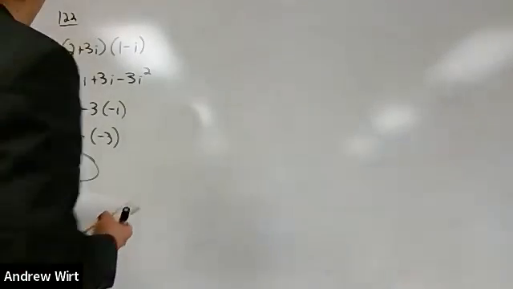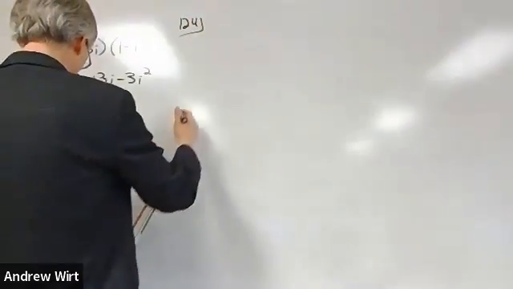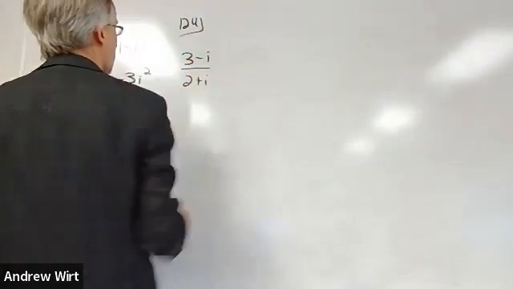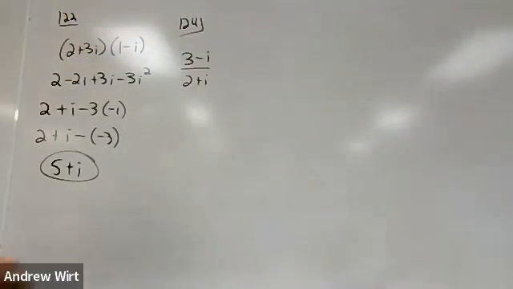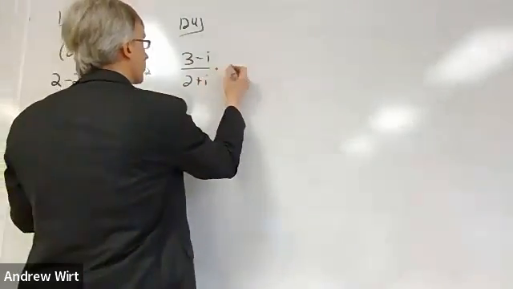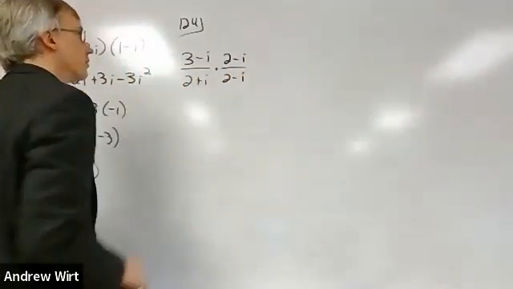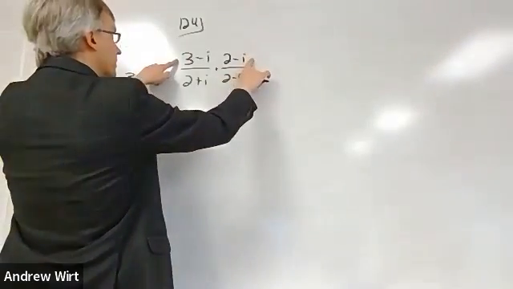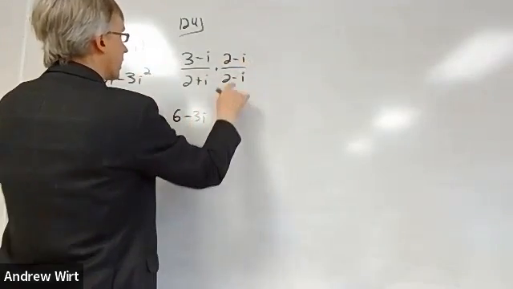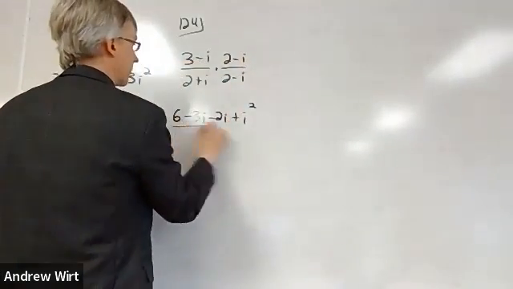Next up, 124. Now, in order to be simplified, we cannot have any i's in the denominator. So we're going to multiply by the conjugate, just like we did with radicals. It's the conjugate of the denominator, not the numerator. Now we'll have to FOIL on top. So first, we get 6. Outside, negative 3i. Inside, negative 2i. Last, plus i squared.